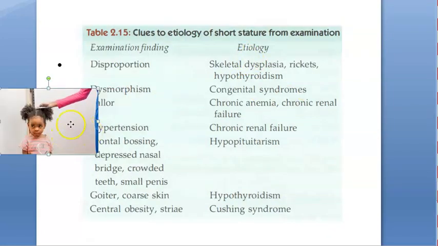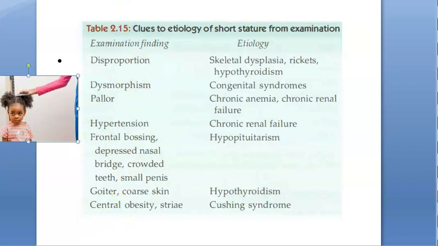If by examination you can find out there is disproportion, the baby is not proportionate, then it can be rickets, hypothyroidism, skeletal dysplasia. If there is dysmorphism, then there is some congenital syndrome. What do you mean by dysmorphism? Doesn't appear symmetric or something? So that will be some congenital syndrome. As soon as you see, you will probably see there is some congenital syndrome.